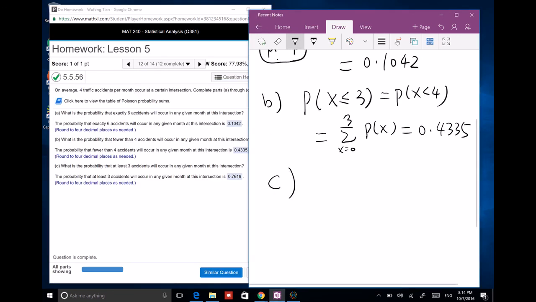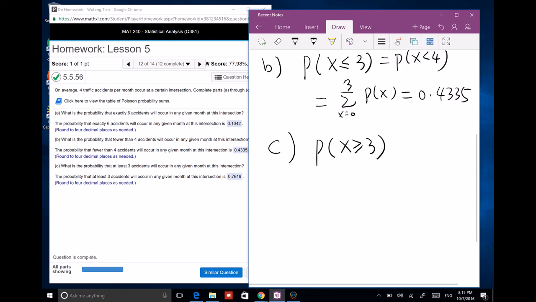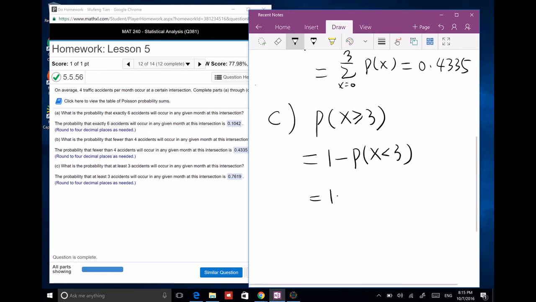Number C. What is the probability that at least 3 accidents will occur at any given point? So at least 3 means P(X ≥ 3). We can use the opposite event: it's 1 minus P(X < 3), and then this is 1 minus P(X ≤ 2).